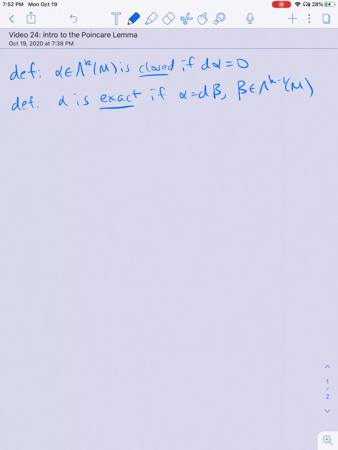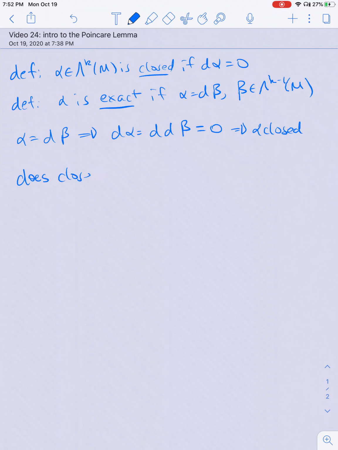Notice that if alpha is exact, so alpha is equal to d beta, then d alpha is equal to d d beta, which is equal to 0, because when you apply d twice, you get 0. So that means that alpha is closed. So exact always implies closed. But does closed always imply exact? In general, no.